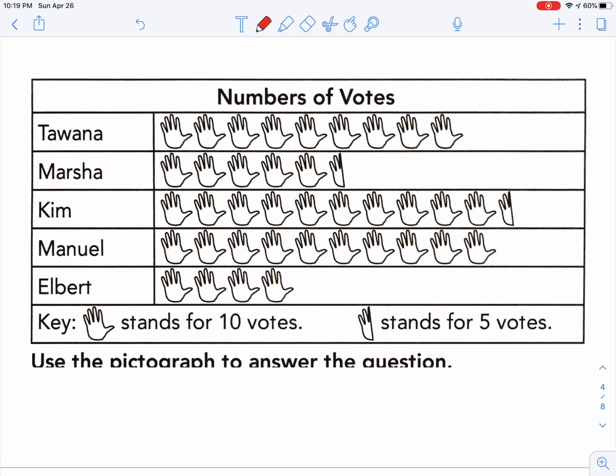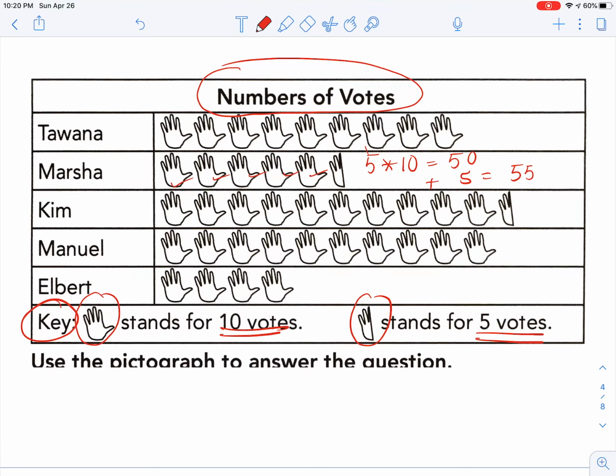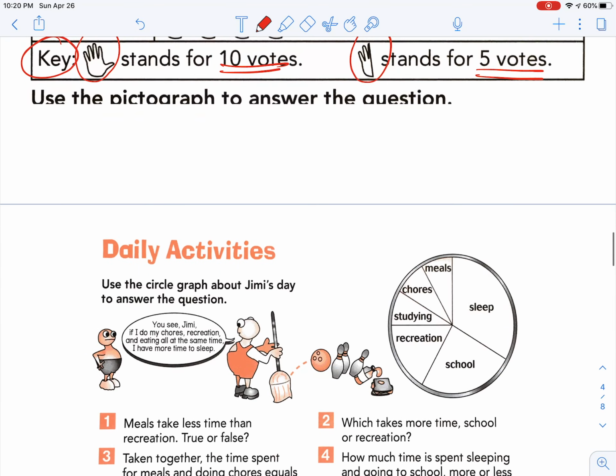Same thing on this one. There's the title, number of votes, becoming familiar with the key, that one hand is 10 votes, a half a hand is 5 votes. If I want to know how many votes Marcia had, 1, 2, 3, 4, 5. 5 times 10 is 50, plus the half a hand, which would be 55 votes. So becoming familiar with the charts, tables, and graphs, and looking at the title and seeing what information is given is always key.